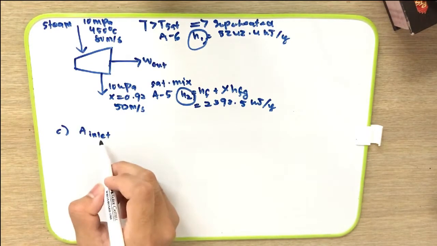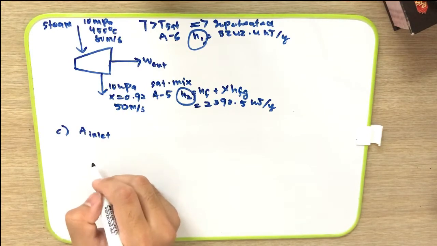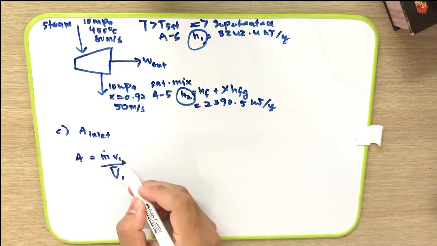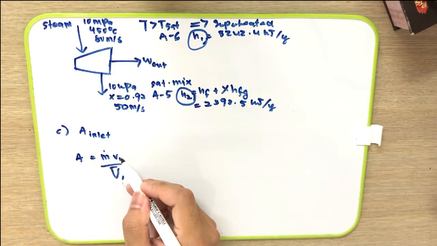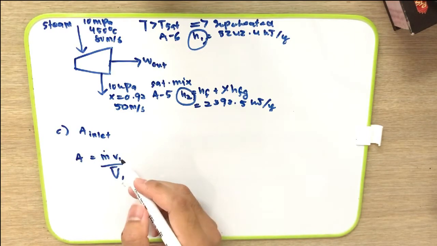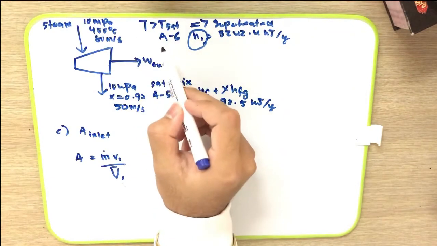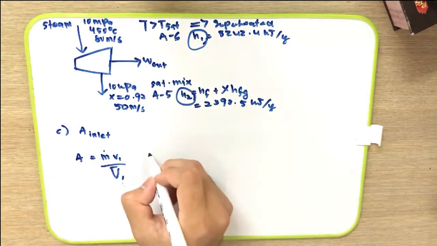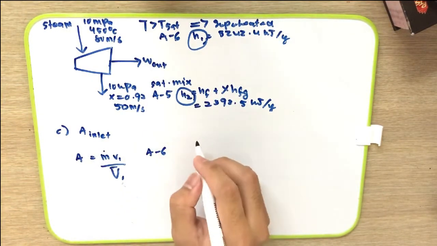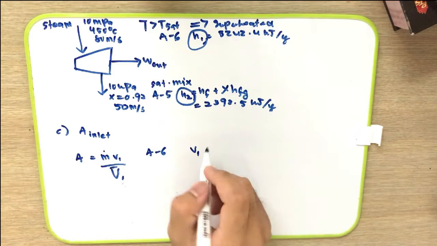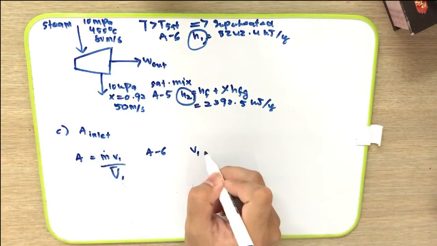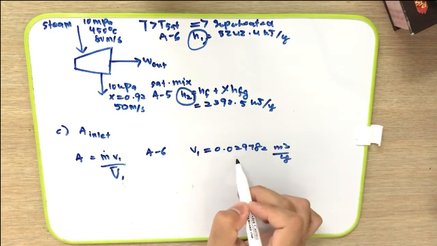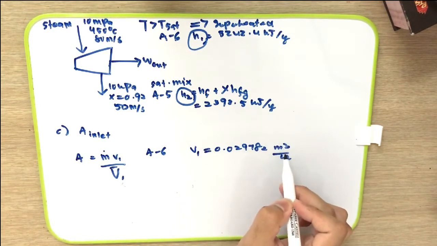In order to find the area, we can use this equation. In this equation, we need to have the specific volume and also the velocity. The velocity is given, and now we have to find the specific volume. Because at the inlet the phase is superheated, from table A6 we can find the specific volume at 10 megapascal and 450 degrees C. So the specific volume, we will get 0.029782 meter cube per kg.